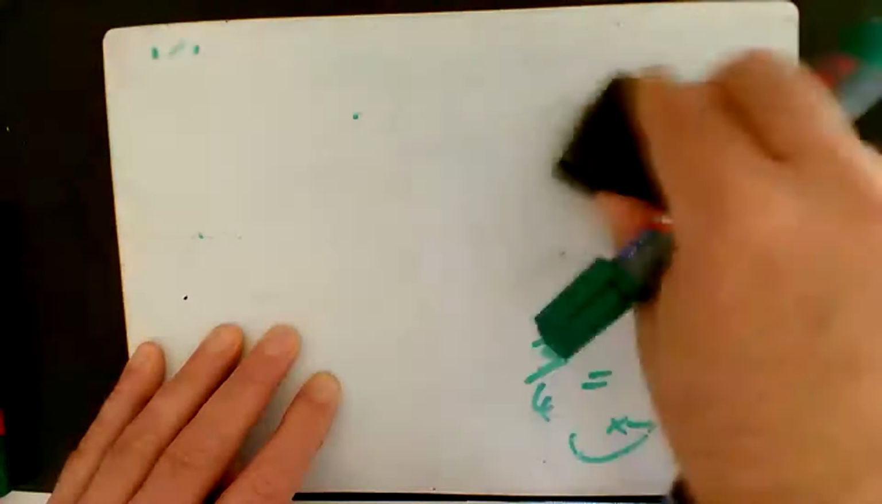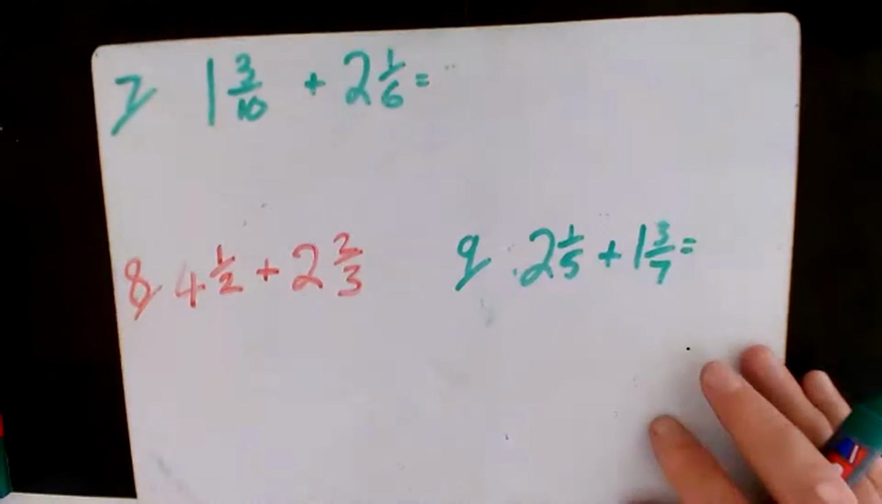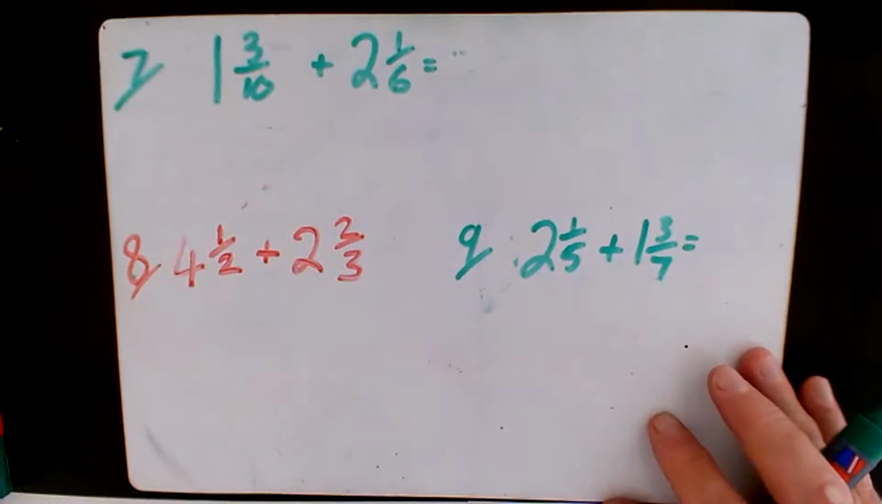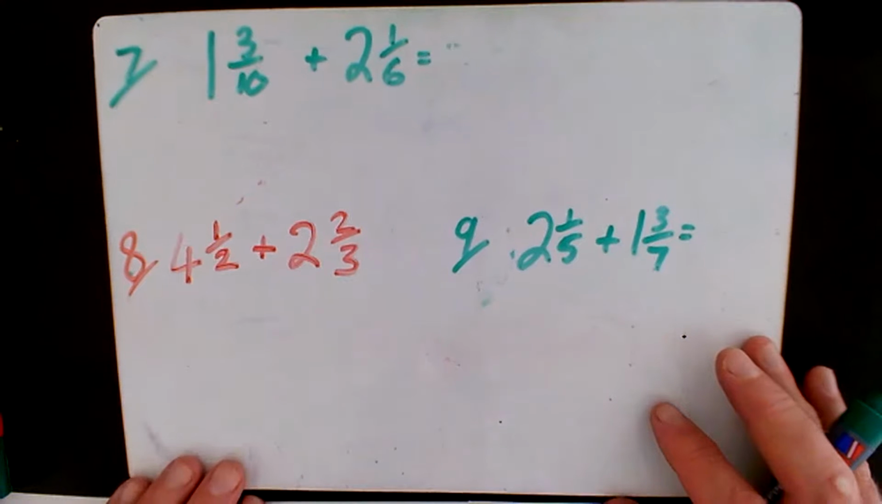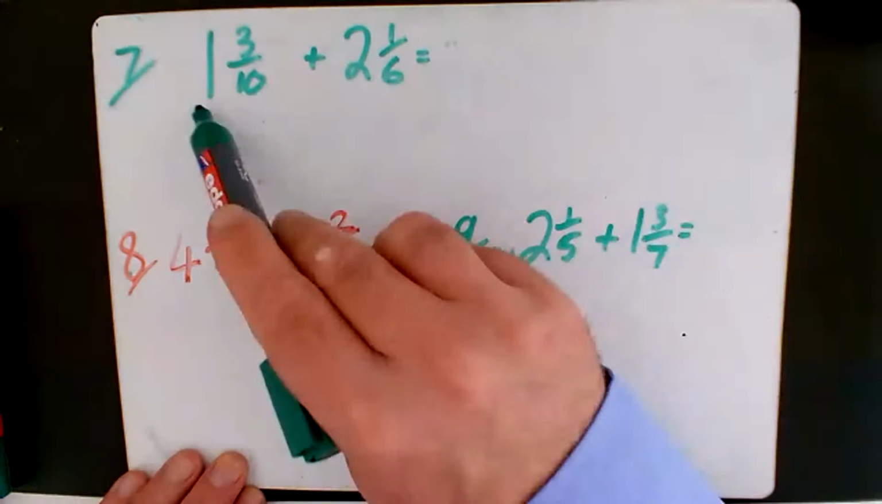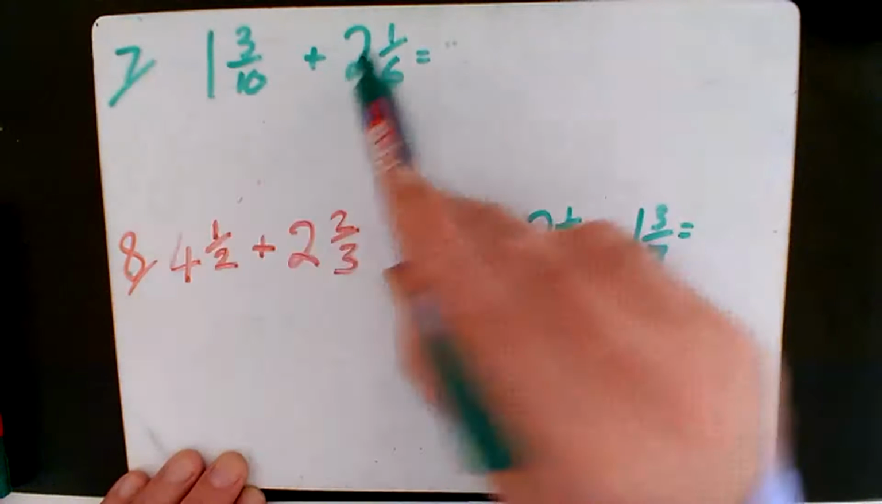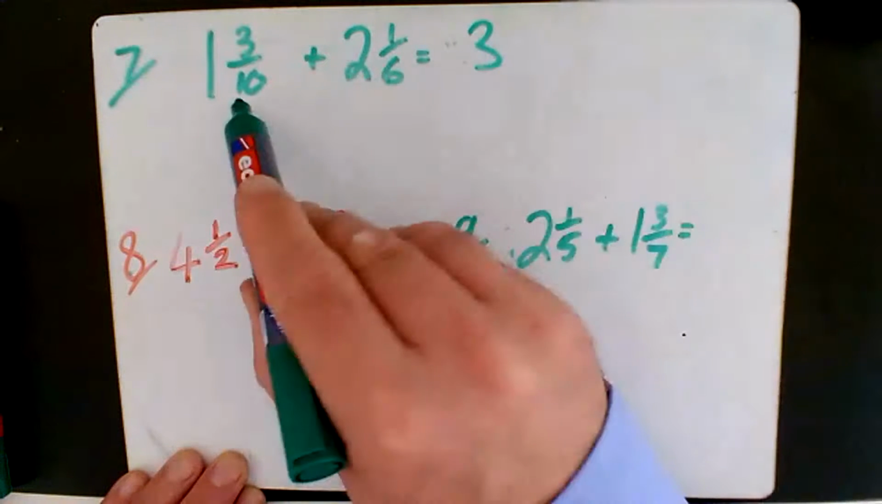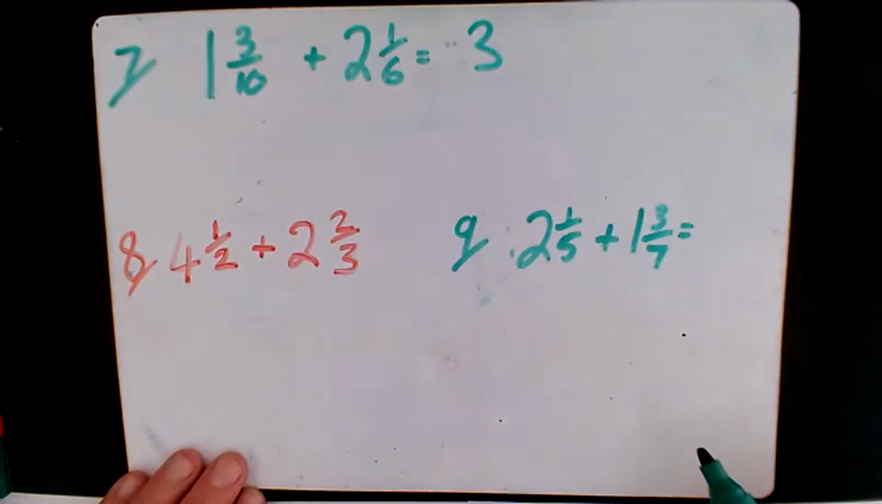I'm rushing through this one a little, but let's have a look at this one here, and then you can do the next two, because we've still got the trickiest one to come. Okay. Right, so let's have a look. 1 and 3 tenths plus 1/6. All I'm going to do, I'm going to add up the whole numbers first. 1 and 2 is 3. Then I'm going to do 3 tenths, add 1/6.